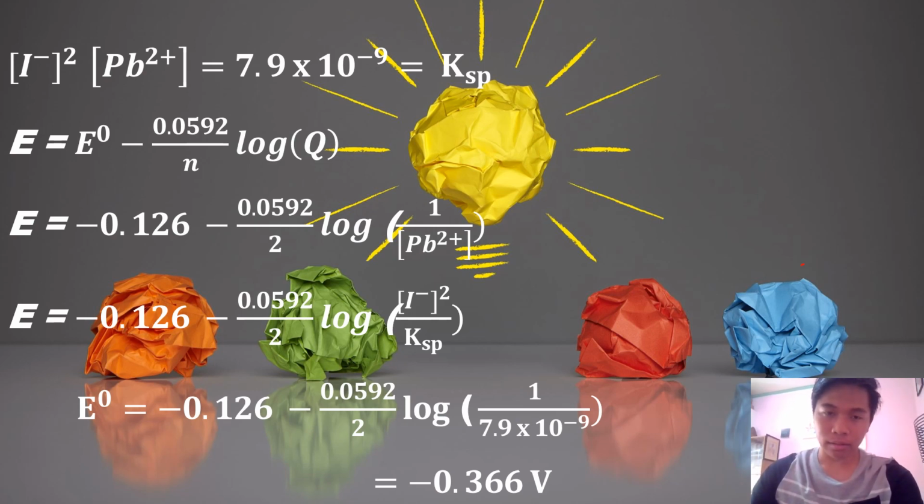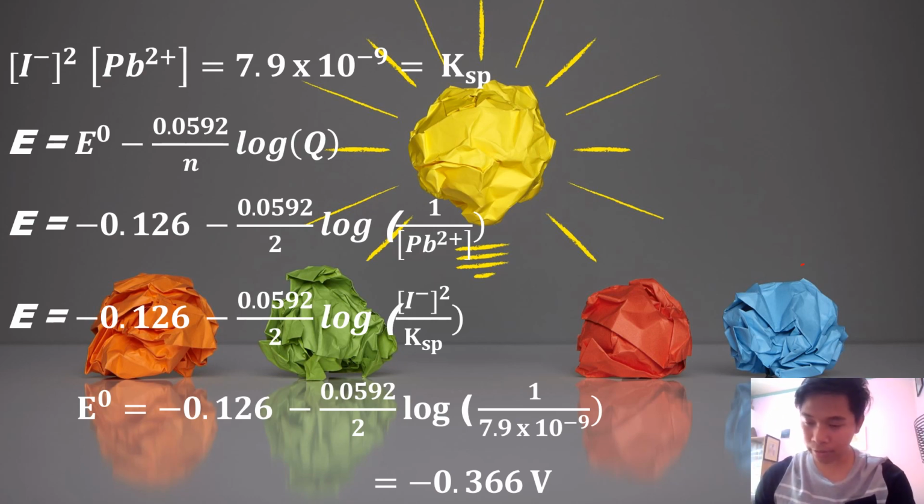Now that, like the other problem earlier, we assume that I is equal to 1, or its concentration is equal to 1, and it will equate to the E standard cell potential of the process. So now that we have all the values that we need, we just need to input this into the calculator.